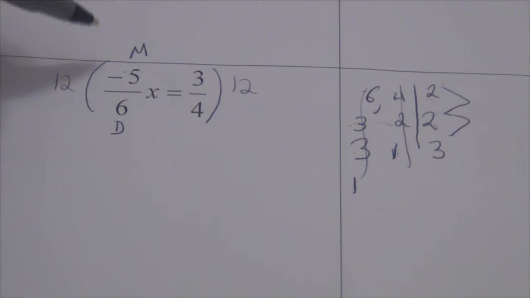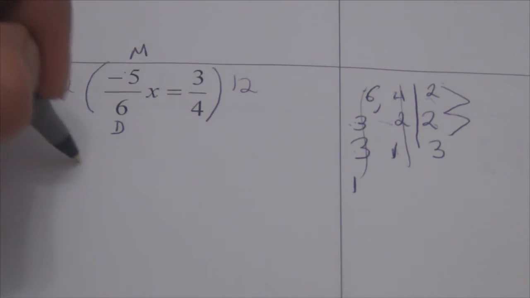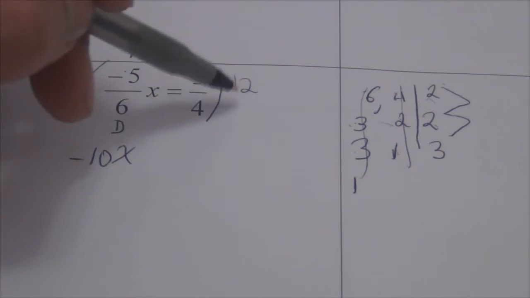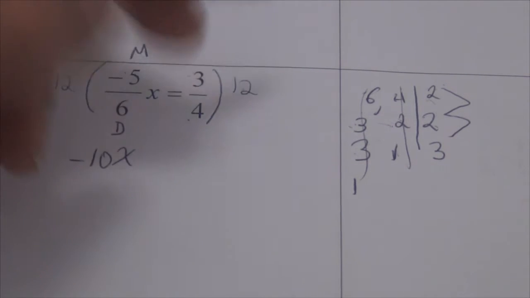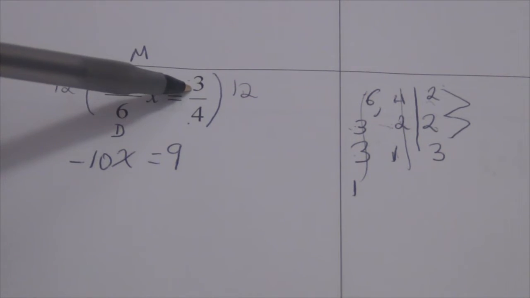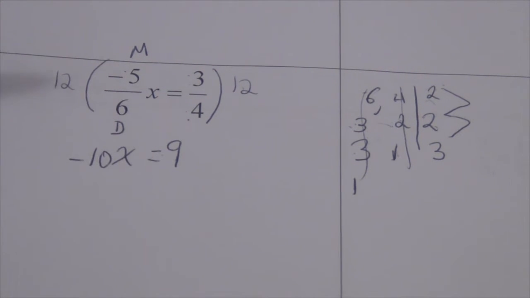12 times 5 is 60, and then divided by 6, you see? So then it's easier to say 12 divided by 6 is 2. Times negative 5 is negative 10x. See how easy it was? And now 12 divided by 4 is 3, times 3, 9. I could have said 12 times 3 is 36, divided by 4, and then I would have to think, and then I said 9.